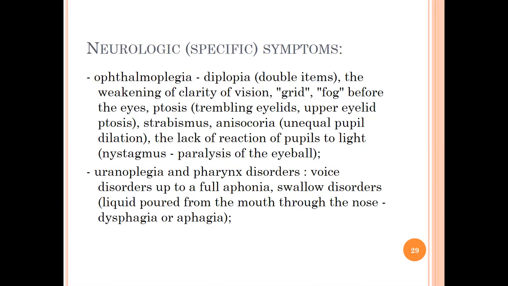Specific means neurologic symptoms of botulism, for example vision disorders, like ophthalmoplegia and double vision, diplopia, loss of clarity of vision like a grid or fog before the eyes, ptosis of the eyelids, strabismus and anisocoria, when pupil dilatation is unequal in the right and left eye, the lack of reaction of the pupils to light, nystagmus, and paralysis of the eyeball.